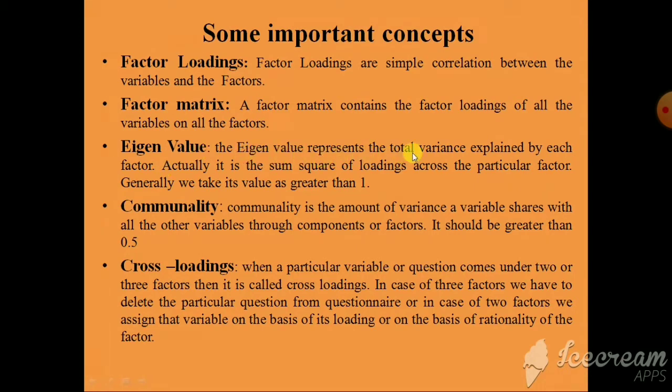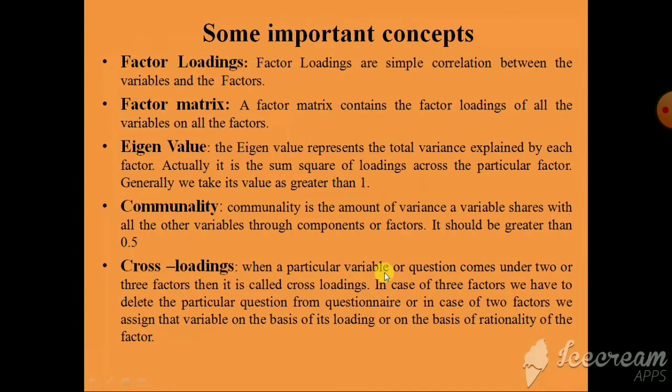Eigenvalue. The eigenvalue represents the total variance explained by each factor. Actually, it is the sum of squares of loadings across the particular factor. Generally, we take its value as greater than 1. Communality. Communality is the amount of variance a variable shares with all the other variables through components or factors. It should be greater than 0.5.